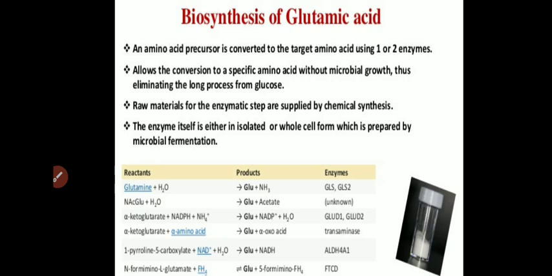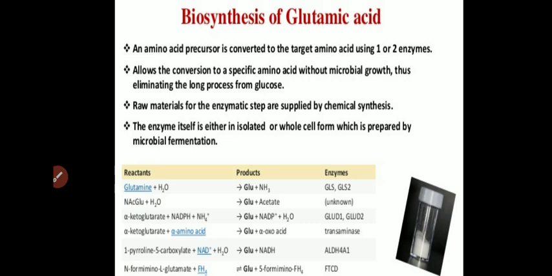Now the name itself indicates: bio means living. The synthesis of glutamic acid from living organisms, or specifically microorganisms, we are going to study in this session. Now, generally, amino acid precursors are converted to the target amino acid by using one or two enzymes.